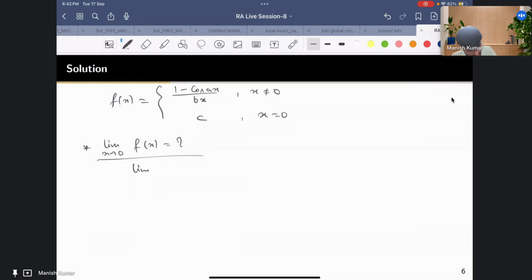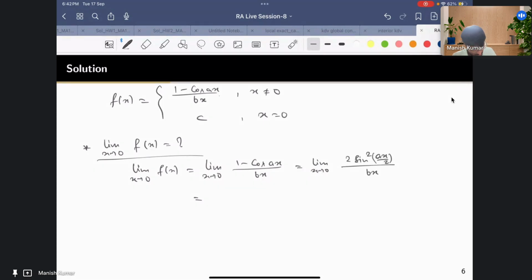So we'll try to do it directly. Limit x going to 0 of f of x. For x going to 0, x is not 0 when I talk about limit, so I can say my f of x is this one. I'll just write 1 minus cos of ax upon bx. Let's simplify it further. 1 minus cos theta is 2 sine square theta by 2, so here I'll get 2 sine square of ax by 2, and then I have bx.